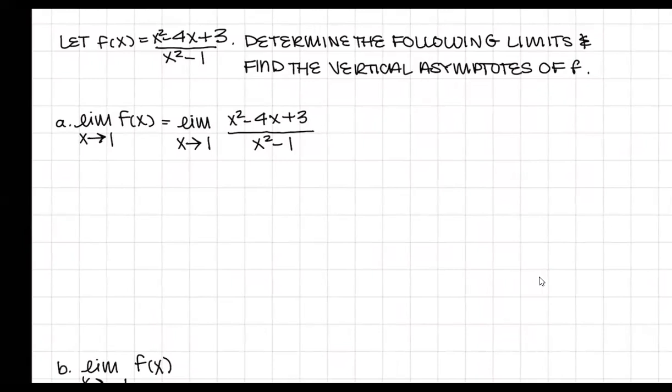So our very first step is going to be to factor. I'm going to combine two steps at once and just leave it in the limit notation while I factor, and that's totally allowed, and hopefully you don't get too tripped up by this. So this is equal to the limit as x approaches 1 of x minus 1 times x minus 3 divided by x minus 1 times x plus 1.